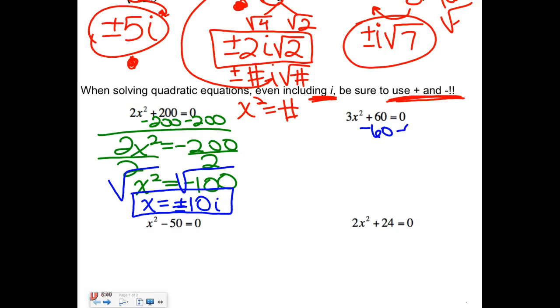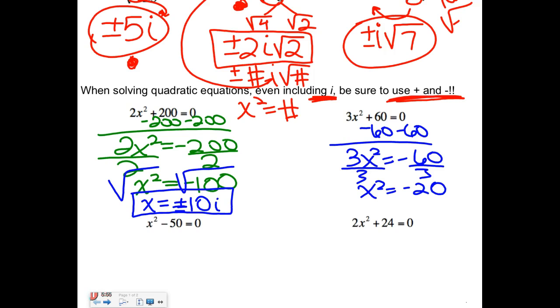I'm going to subtract 60 on both sides. Okay. We're going to divide by 3. And I'm going to have x squared equals negative 20. We're going to square root both sides to get rid of the square. Now this one, unlike our last one, 20 is not a perfect square, but I can split it between 4 and 5. Now again, we're making sure we're writing this in proper notation, so I'm going to say x equals, we are going to have the positive negative. The square root of 4 is 2, so I'll have 2i because of the negative, and we have the square root of 5.